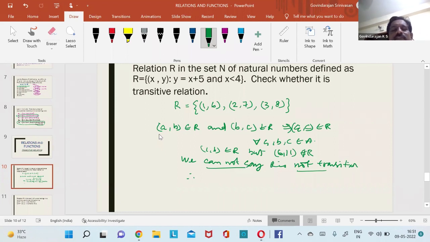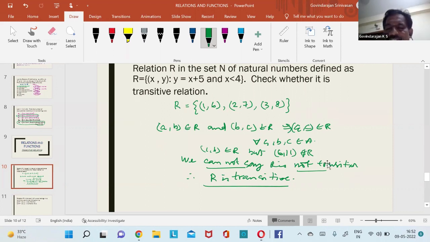Because for it to be not transitive, (A, B) must be there and (B, C) must be there, and then (A, C) is not there, which means it is not transitive. But only (A, B) is there, so (B, C) itself is not there. Therefore, we can't say it is not transitive. So with two negations here, we cannot say R is not transitive. Therefore, R is transitive. In this way also we can justify it. I read it in some book like that: two negations make the statement true.